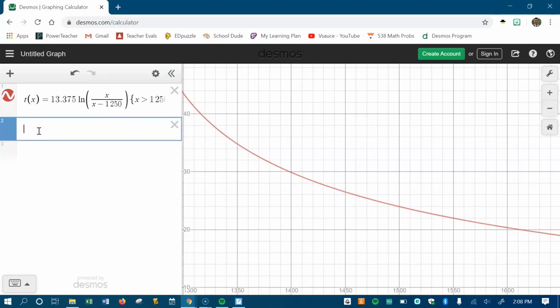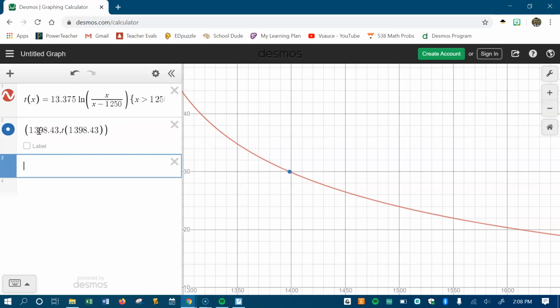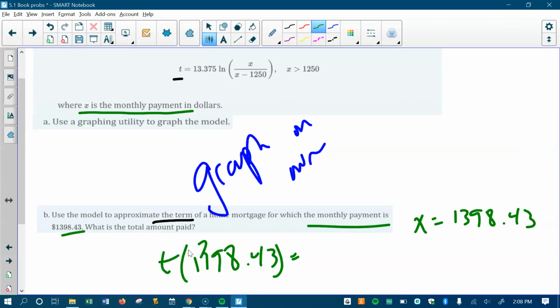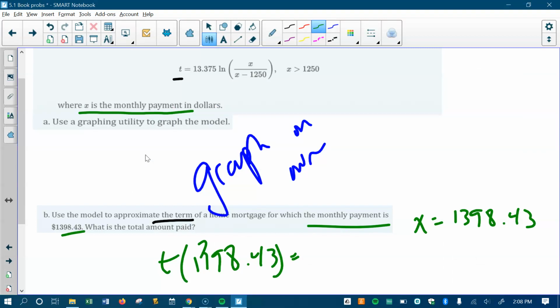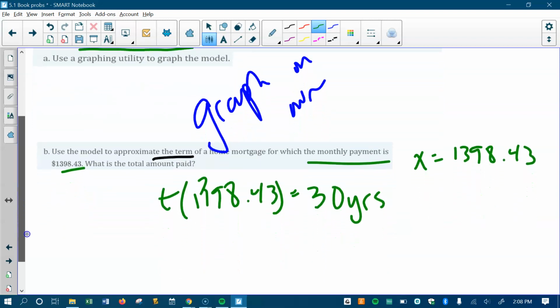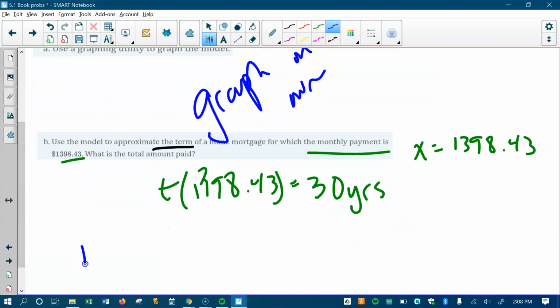Okay, here it is, and that value, checking everything, looks like it's going to be 30. So the time here is going to be 30 years. So how much do we end up paying? Well, the total amount paid, that means I'm paying 1398.43 per month.